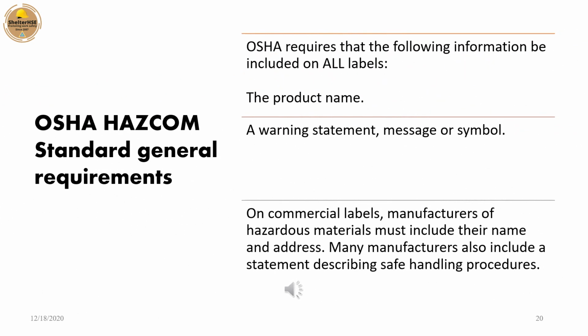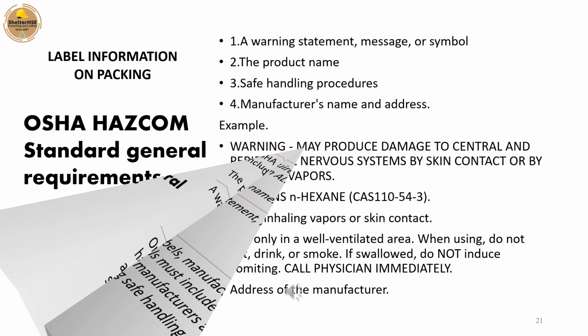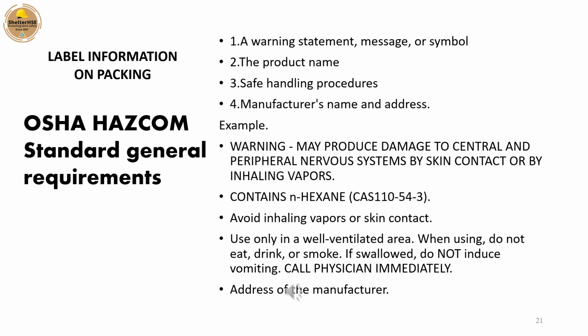OSHA requires that the following information be included on all labels. The product name, a warning statement, message, or symbol. On commercial labels, manufacturers of hazardous materials must include their name and address. Many manufacturers also include a statement describing safe handling procedures. One, a warning statement, message, or symbol. Two, the product name. Three, safe handling procedures. Four, manufacturer's name and address.